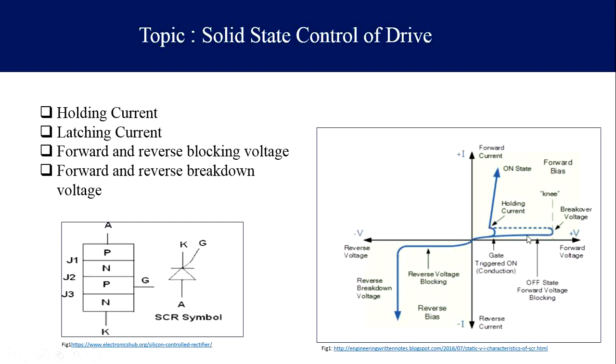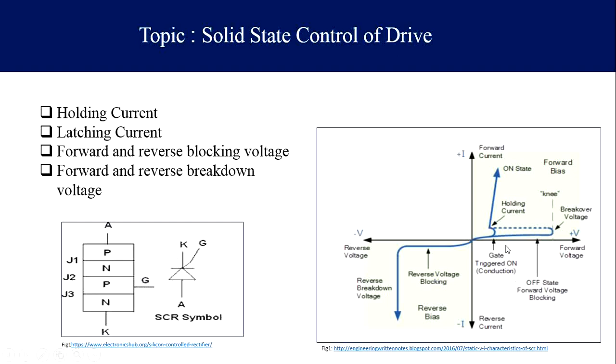Let us talk about the forward blocking mode. A very important point is that I am just applying the voltage to anode and cathode, and I am keeping the gate open. Now, let us discuss the forward blocking mode. In forward blocking mode, I have provided positive voltage at anode and negative voltage at cathode, but I have not provided any voltage or any source at gate terminal, that is, gate is still open.